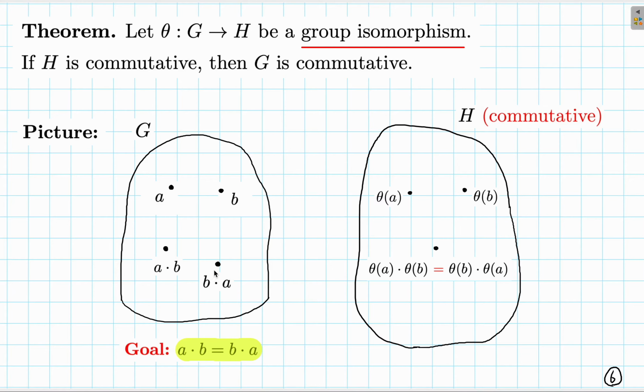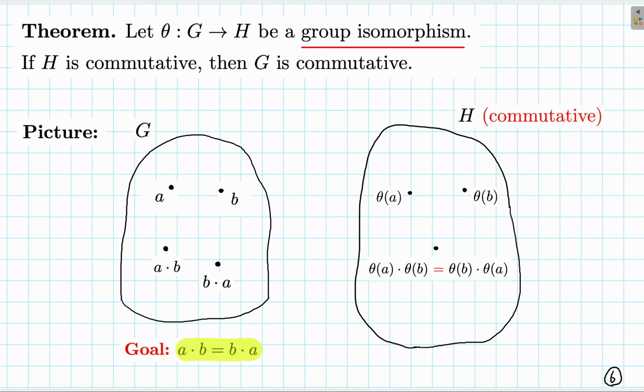But now let's compare what's happening inside H. Once again, we have this isomorphism between G and H. So element A in G corresponds with theta of A in H. Element B corresponds with theta of B. And because H is already known to be commutative, we can say that theta of A times theta of B is equal to theta of B times theta of A. And so these two elements can be multiplied. Doesn't matter the order, they give us the same product.